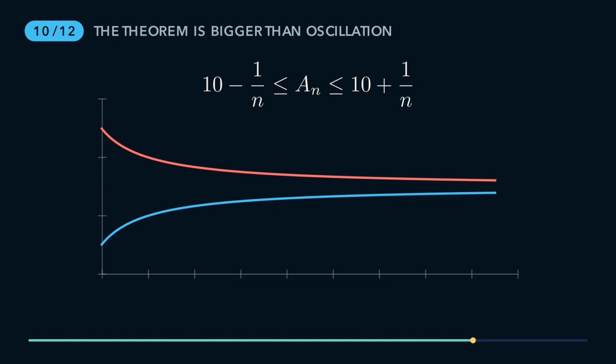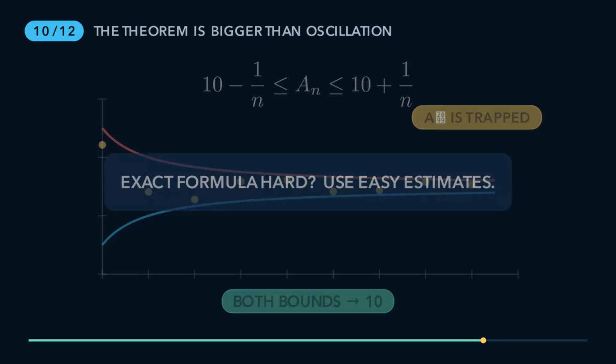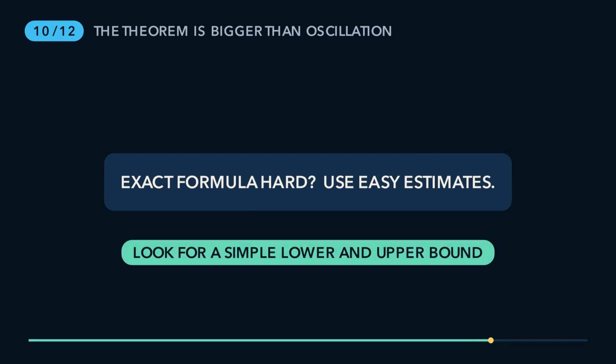As n grows, both bounds approach 10. The average must approach 10, even if its exact formula is unpleasant. Squeezing is therefore a general comparison strategy, not a special sign trick. Whenever exact calculation is hard, look for easy upper and lower estimates.